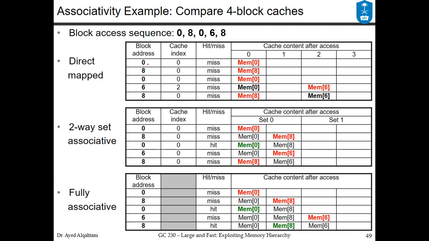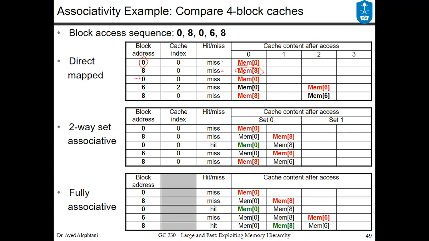So if you want this address, you go to number 0 and you store the content of the address 0. So it was a miss. Now the next one is 8. Originally, what you had is the content of the address 0. It's not 8, so it's not there. It's a miss. You take it out. You take out the 0 and replace it by the 8.